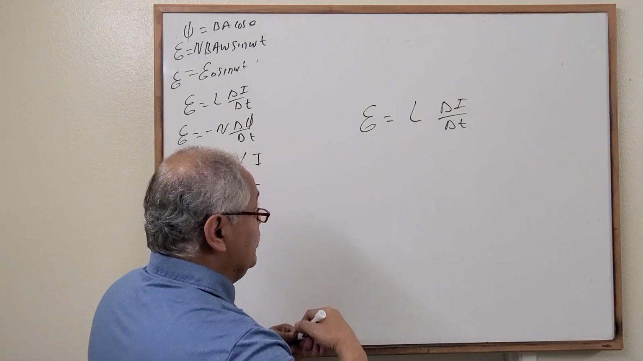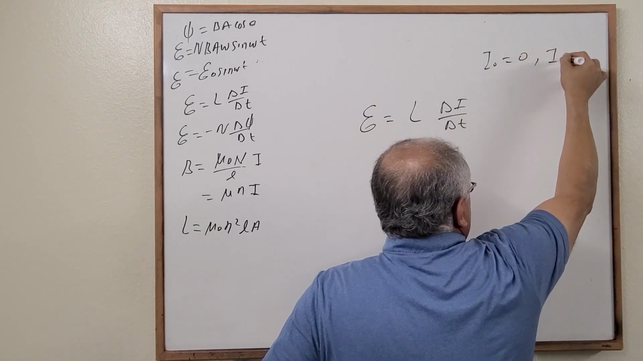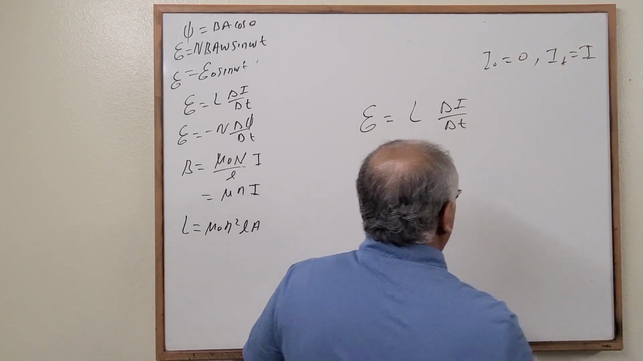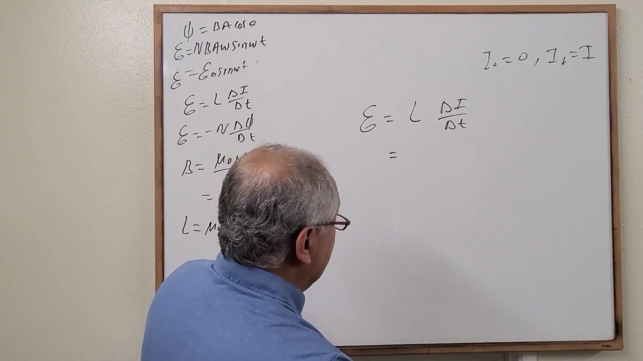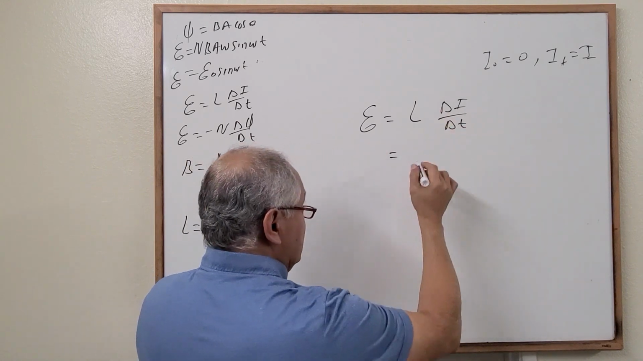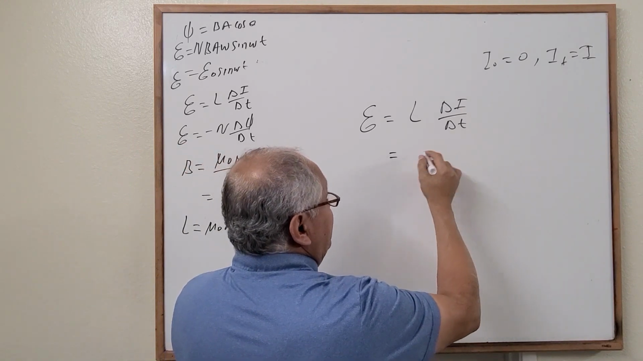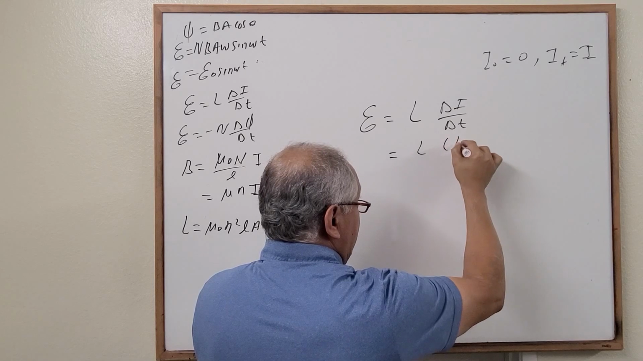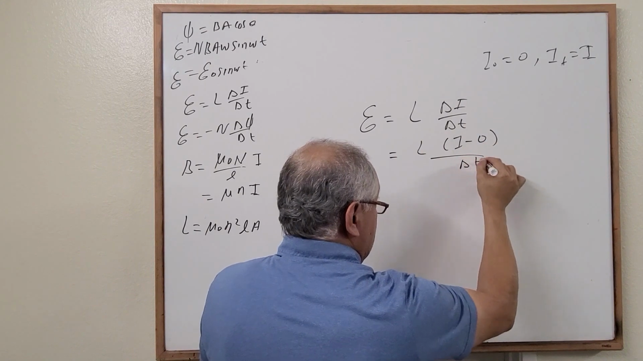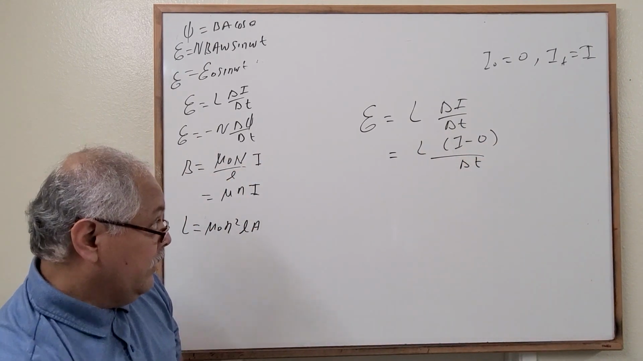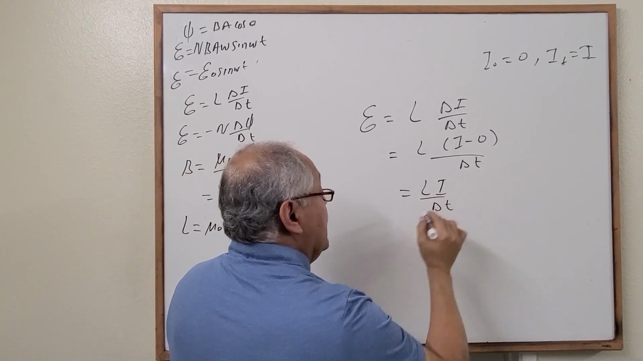In this case, what do we have? We have that the current at the beginning is 0, and at the end is the maximum. What should this change in current with respect to time be? Remember, change is final minus initial, correct? So this is going to be L, the inductance, times the final current minus 0, divided by the time. Correct? And what is this? This is equal to the inductance times the current with respect to time.